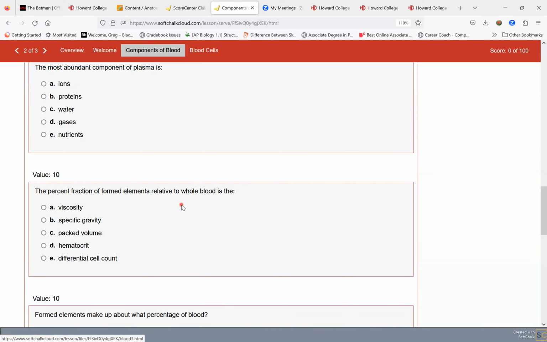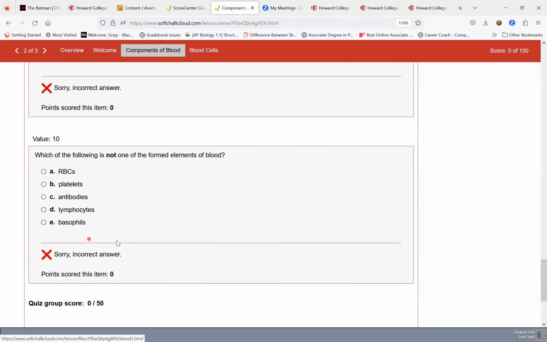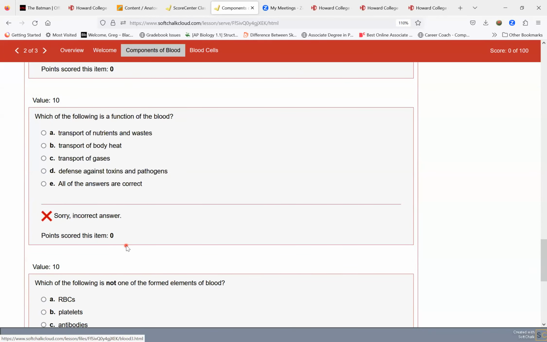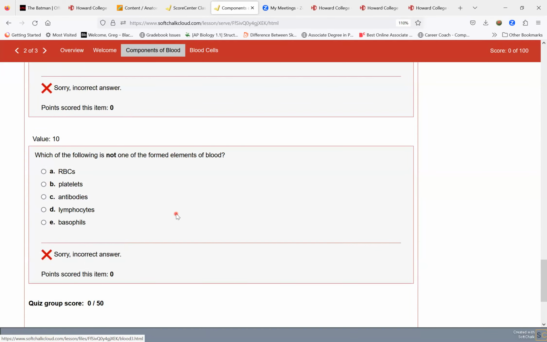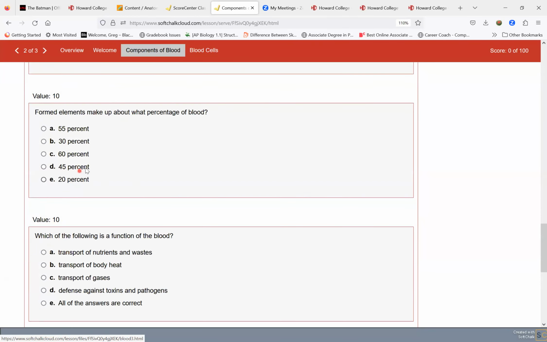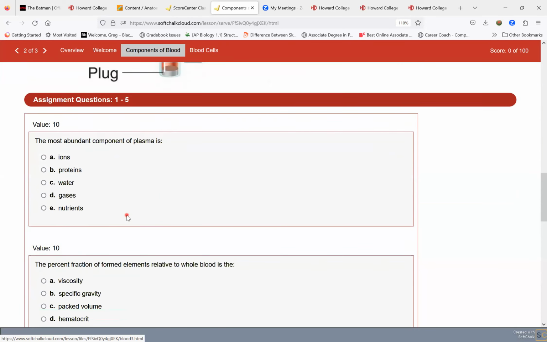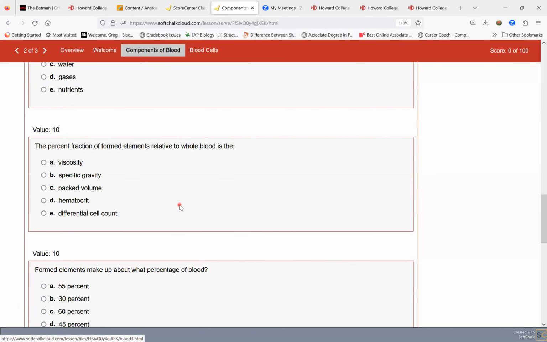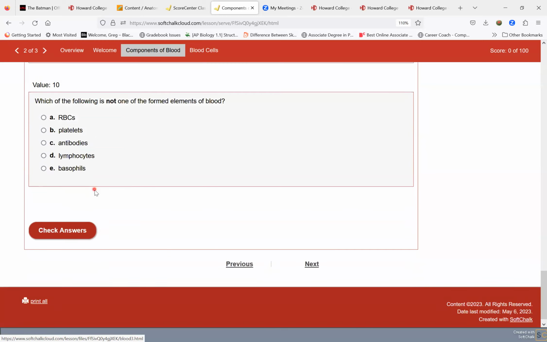Percentage fraction of formed elements relative to whole blood is going to be the, sorry, that one I did read the question. Now, sometimes it doesn't let you answer. I needed to answer all of them. I'm playing around with the questions here. You can redo all these questions. It wouldn't let me just answer one. But this is a group question, so you're going to have to go through and answer all of them. But you can redo these questions each time.